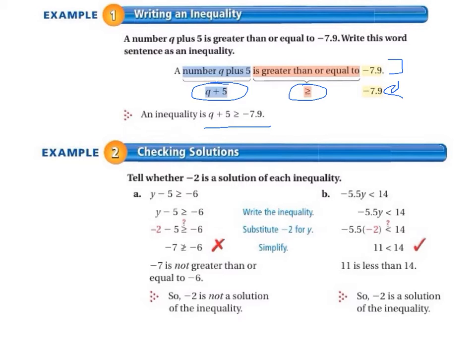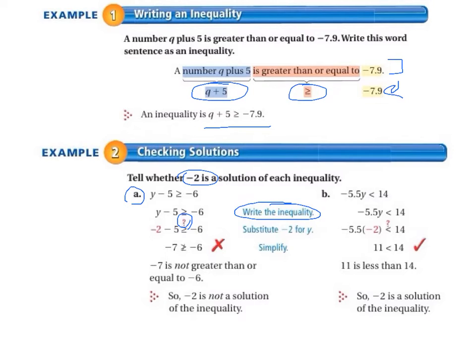Example 2, checking solutions. Tell whether negative 2 is a solution of each inequality. They've given us two inequalities, so we're going to look at A first. y minus 5 is greater than or equal to negative 6. Our first step is always to write the inequality. So we're checking to see if negative 2 is a solution. Wherever it says y, we're going to write negative 2. So it says negative 2 minus 5, and we put our sign with a little question mark over it, because we don't know if it's greater than or equal to negative 6 or not. So we write the sign, write a question mark above it, and then write negative 6.